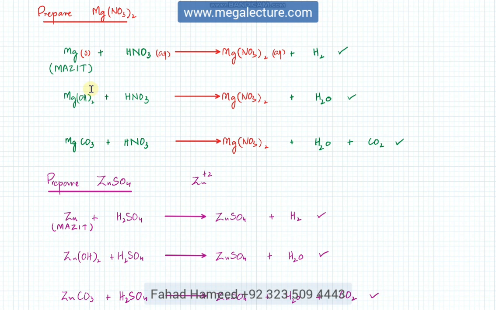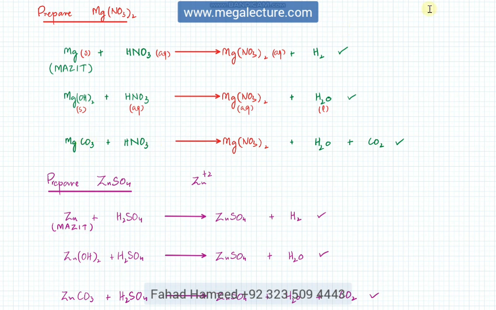Hydroxides, magnesium hydroxide. Most hydroxides are insoluble, so this one is insoluble, except group 1 and those lower down in group 2. Nitric acid is an acid, so that's obviously aqueous. The salt has nitrate in it, so that's aqueous. And I've got water, which is going to be a liquid. So again, you've got an insoluble reactant, which is magnesium hydroxide, and the salt that's being produced is soluble.